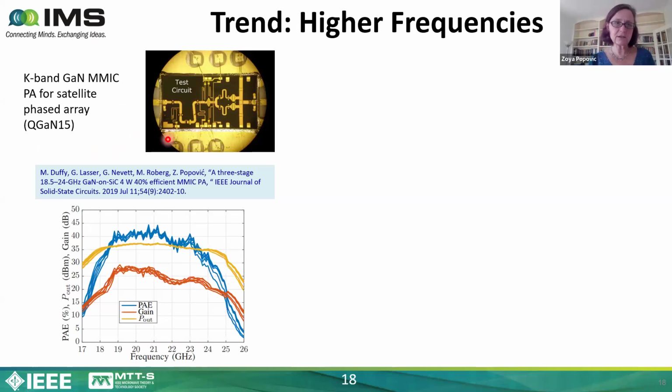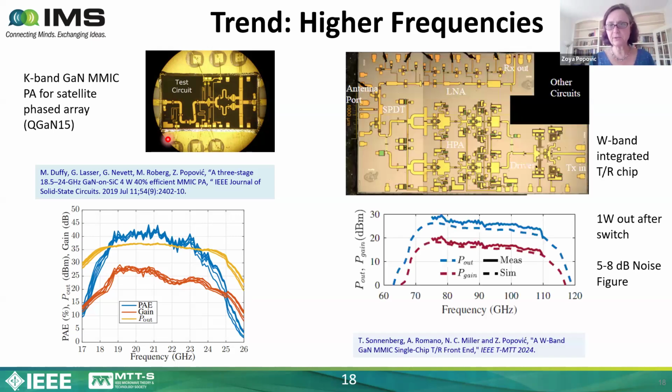So the trend now is to go to higher frequencies. K-band is used for satellites, and you need to cover a very big bandwidth. This is an example of a similar circuit that was made for satellite communications, and you can see the efficiencies on the order of 40%. This is continuous wave, and the multiple curves just show different chips on the same run.